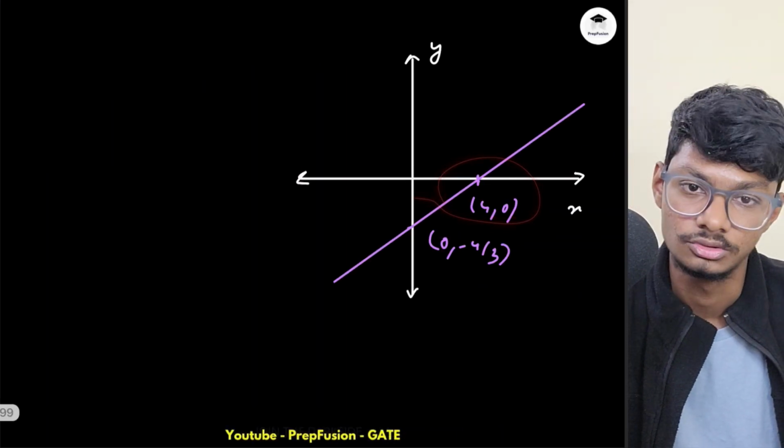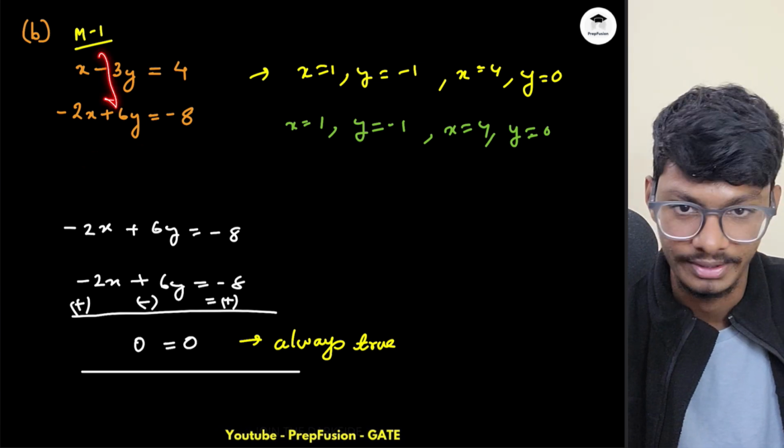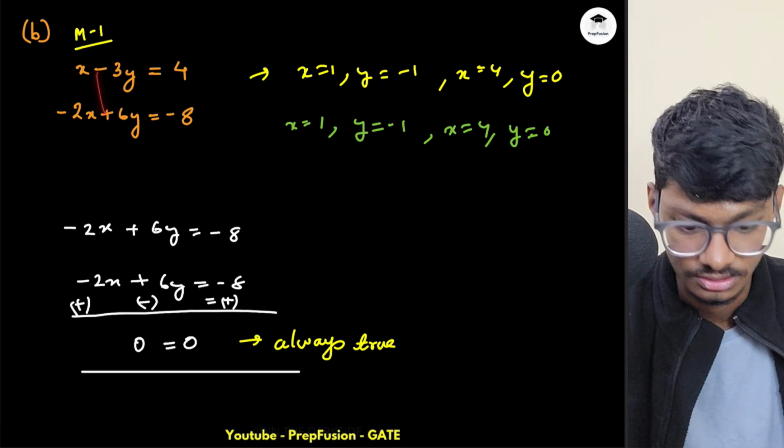X equals 4, so they are the same. The slope, you can check, is also the same. Here it is just scaled by 2. Just scaled by 2. I hope you can observe this.